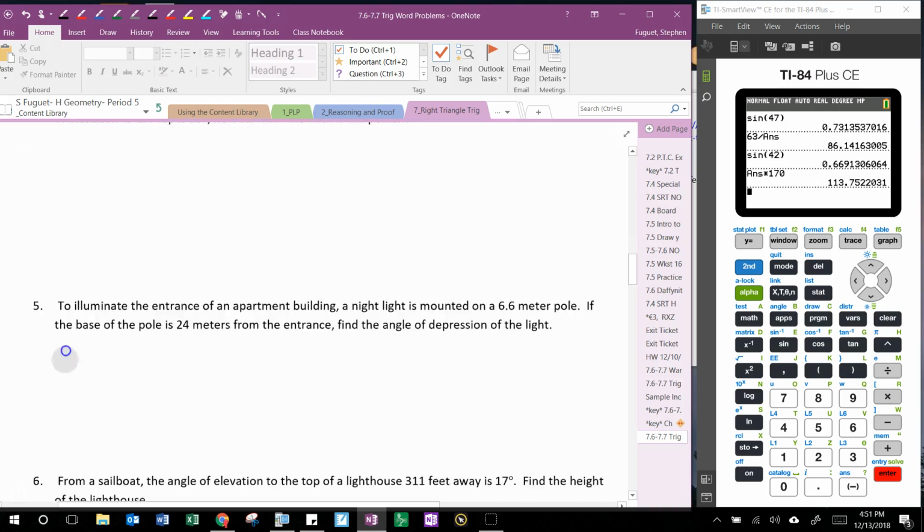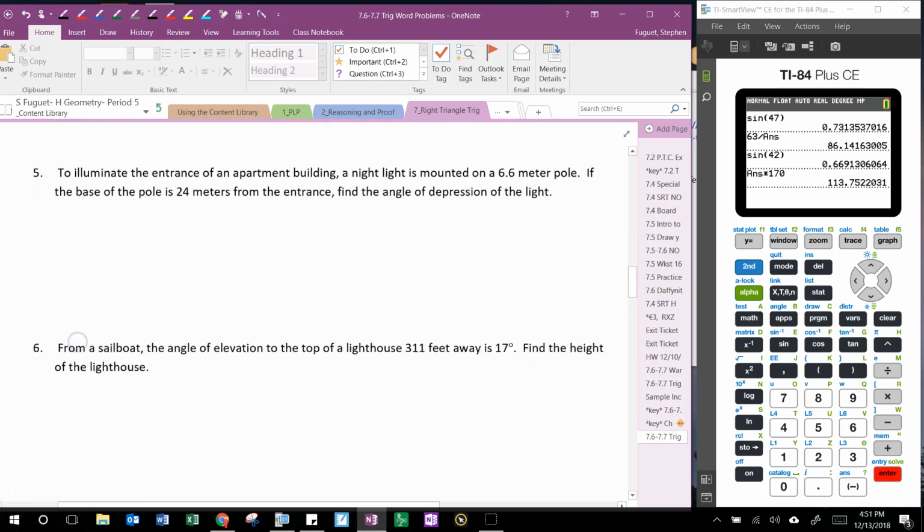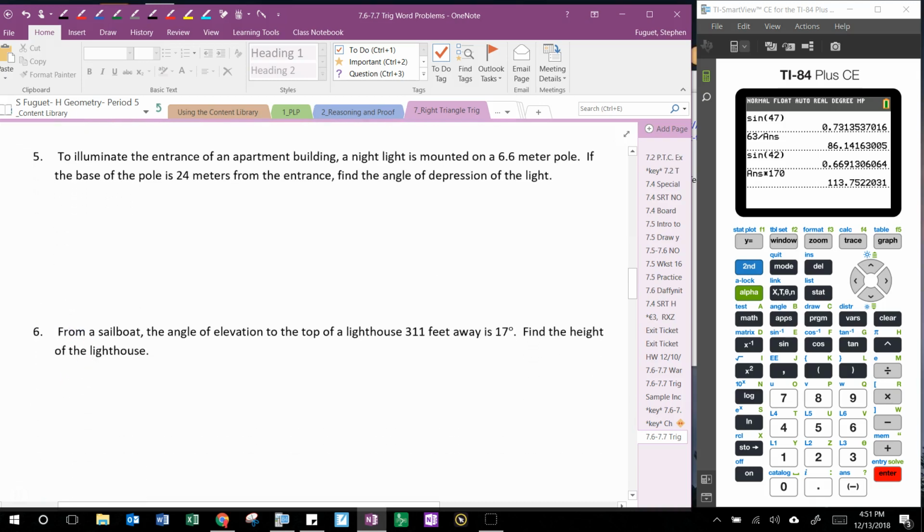The last problem we're going to go over together here is number 5. Number 5 asks to illuminate the entrance of an apartment building. A night light is mounted on a 6.6 meter pole. If the base of the pole is 24 meters away from our entrance, we want to find the angle of depression. So this type of problem, we're trying to find a missing angle. And this will be number 5.